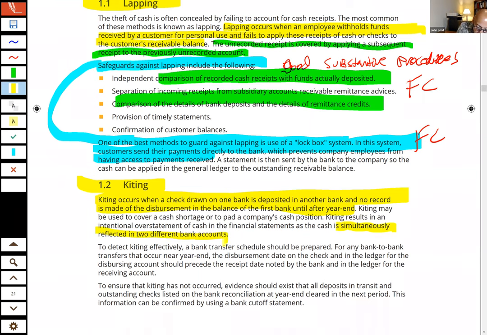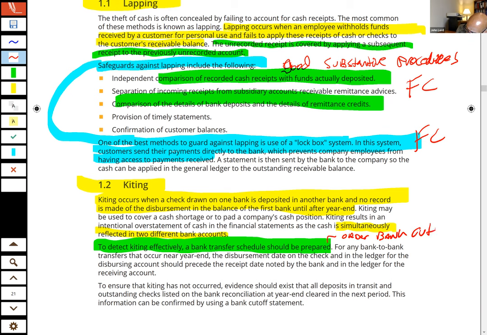Now, to detect kiting, that means they're talking to you, auditor, to detect kiting effectively, a bank transfer schedule should be prepared. Now, in order to prepare a bank transfer schedule, auditor, you need to order bank cutoff statements. Okay, you have to order bank cutoff statements.